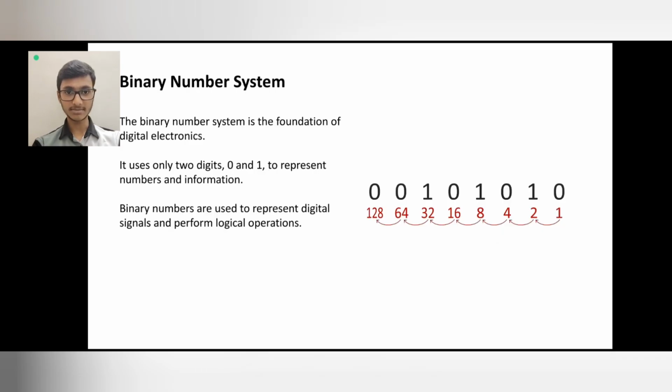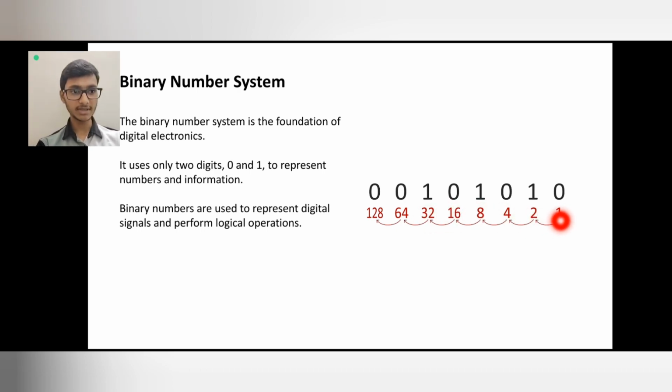Binary number system. The binary number system is the foundation of digital electronics. It uses only two digits, 0 and 1, to represent numbers and information. Binary numbers are used to represent digital signals and perform logical operations. So these are binary numbers, which are in the form of 0 and 1.